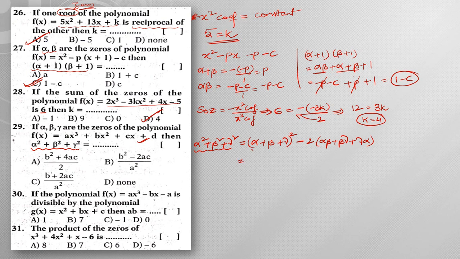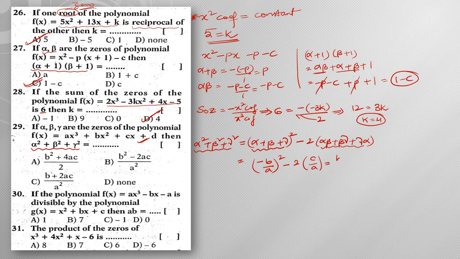Now already we know the sum of zeros of a cubic polynomial. What is the sum of zeros of a cubic polynomial? It is nothing but minus b by a whole square minus 2 times the sum of product of zeros taken two at a time, which is given by c by a.